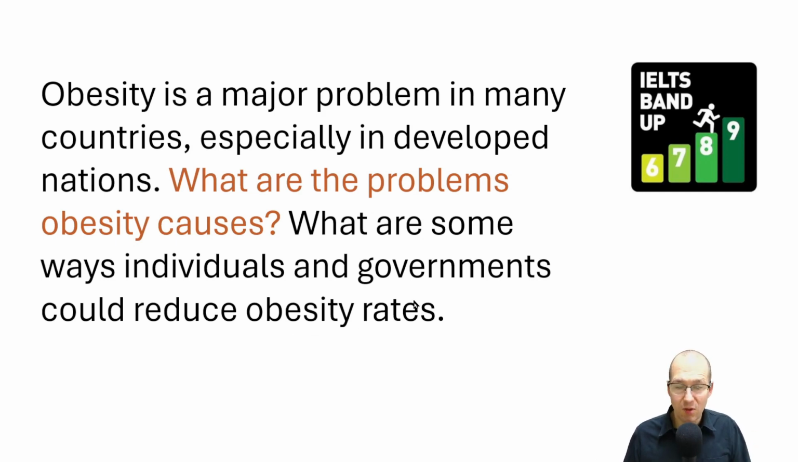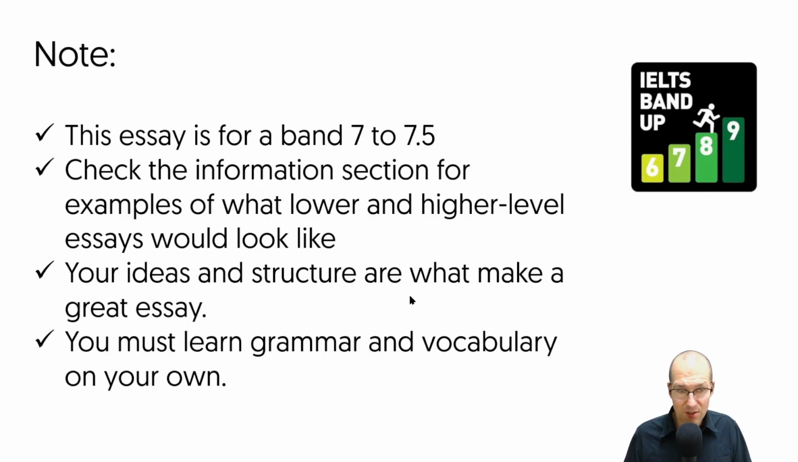All right. So before we get started, let me tell you, this essay is for a band 7 to 7.5. I will try my best to not use vocabulary that's too academic. But remember, you can check the information section below. There, you can see this essay and what score it would give and why. You can also see what a band 9 essay would look like. So same topic, same ideas, but much more academic. And you can see what a band 6 essay would look like. So please check out the PDF in the information section.